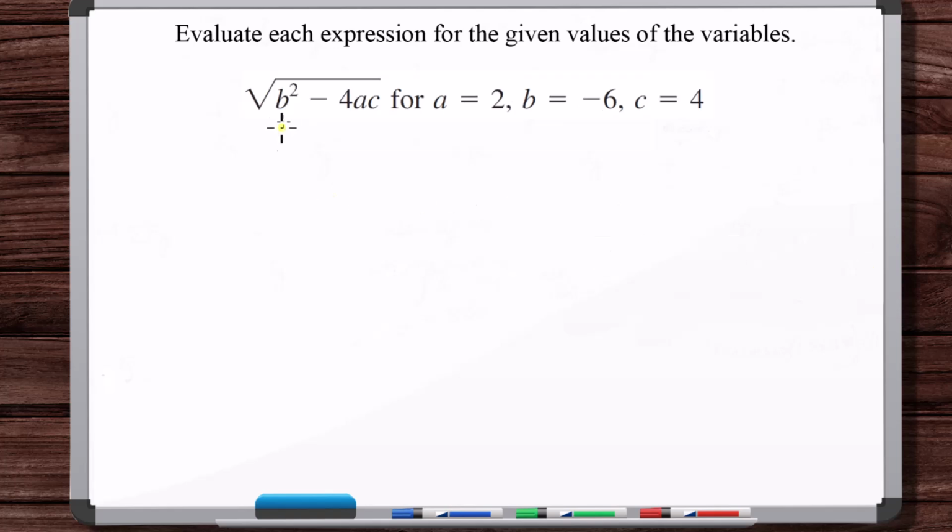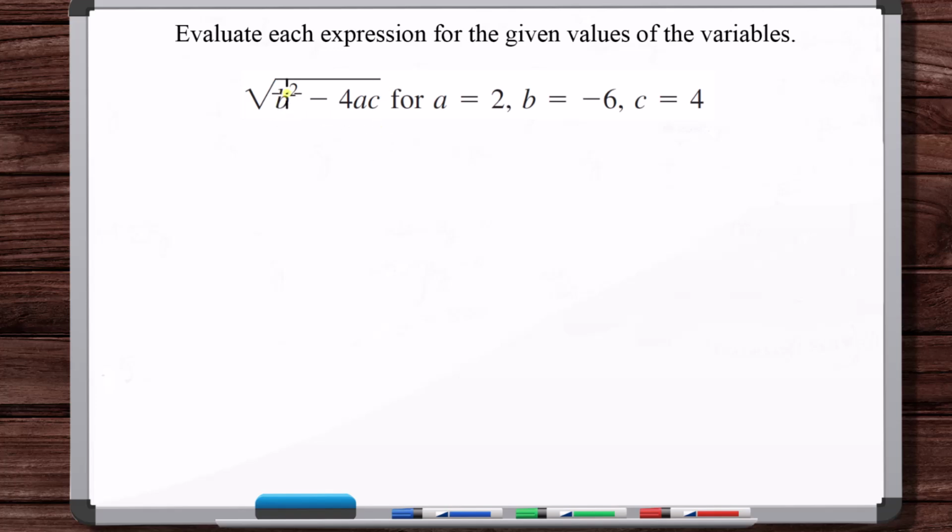Now let's evaluate the principal square root of b squared minus 4ac for when a is equal to 2, b is equal to -6, and c is equal to 4. Here we have a b squared. That's a little bit different. So this variable has an operation applied to it.